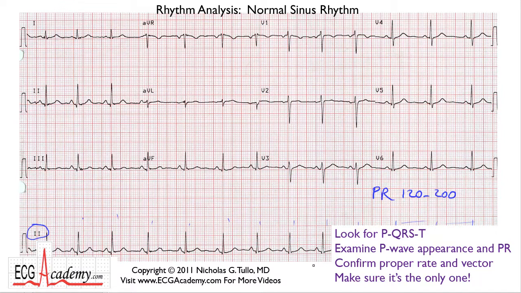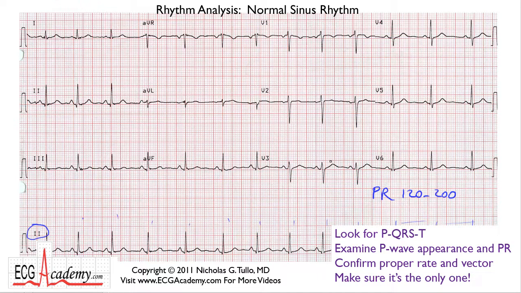You want to confirm the proper rate and the electrical vector, or the direction or the axis that the P wave is going, just to get a sense of where it's coming from. And I'll talk about that in a moment. And make sure that the P that you're calling the sinus P is the only one, because you'd be surprised how often you think that you see a P wave in front of every QRS, but there are other Ps hidden in other places. But we're going to get more into that when we do more complex arrhythmias.